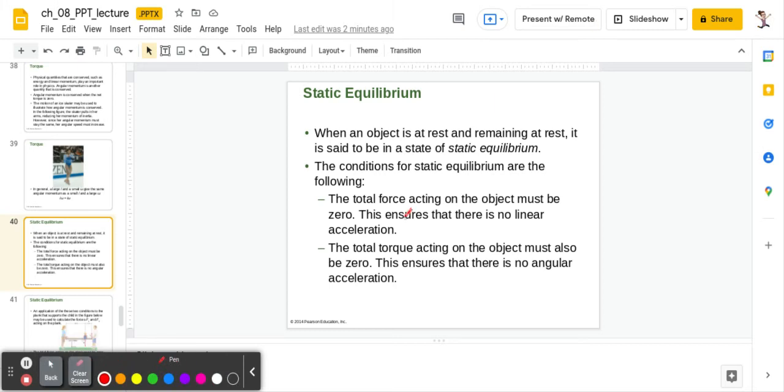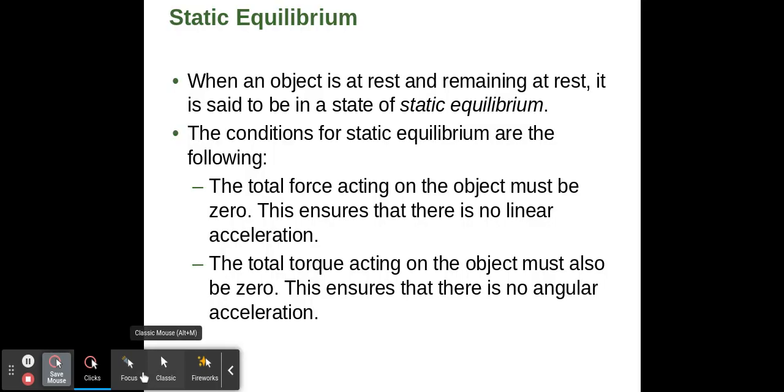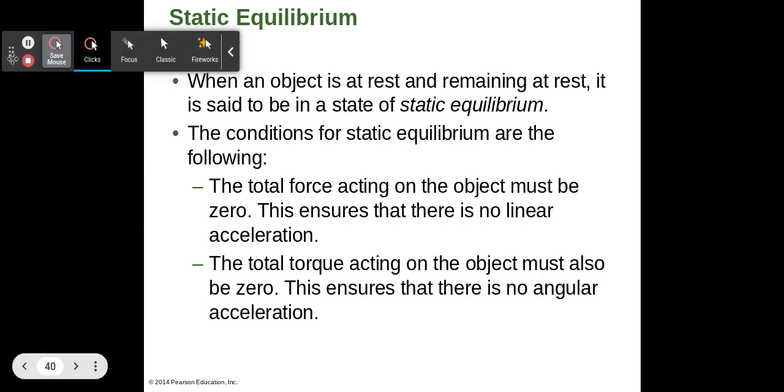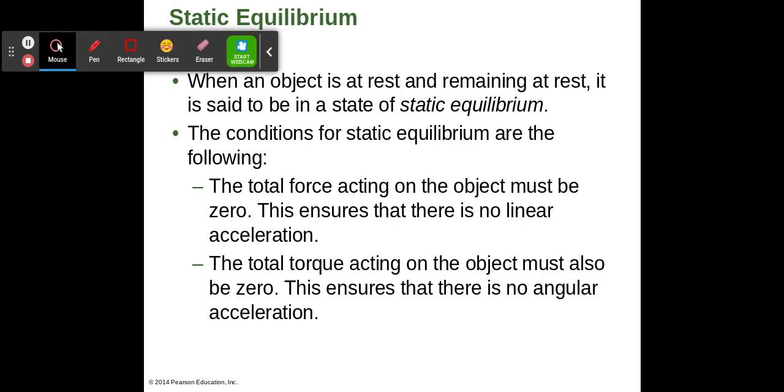All right, this is our last section in Chapter 8 that we're going to talk about today. And it is static equilibrium. Okay, so static, that term, when we think of something that's static, we tend to think of it being still or not moving. And equilibrium, again, means it's equal, it's staying still. So something that is in static equilibrium is an object that is at rest and that remains at rest.